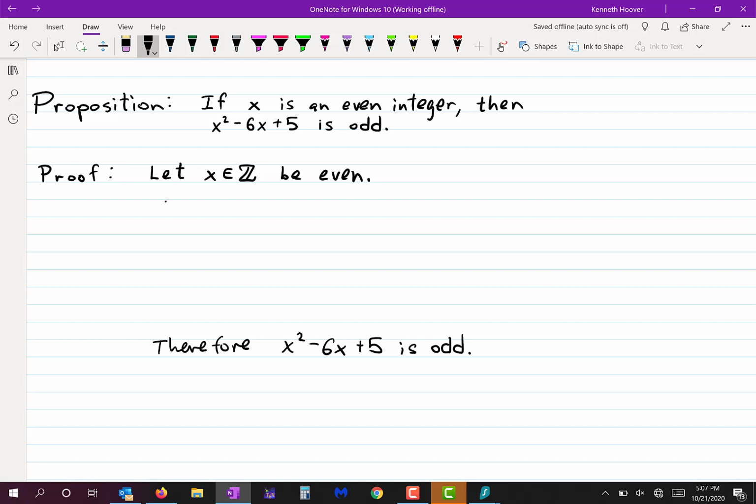So I'm going to write then x equals 2 times something, where that something is an integer. And why do I know that? I know that by the definition of even. Okay?